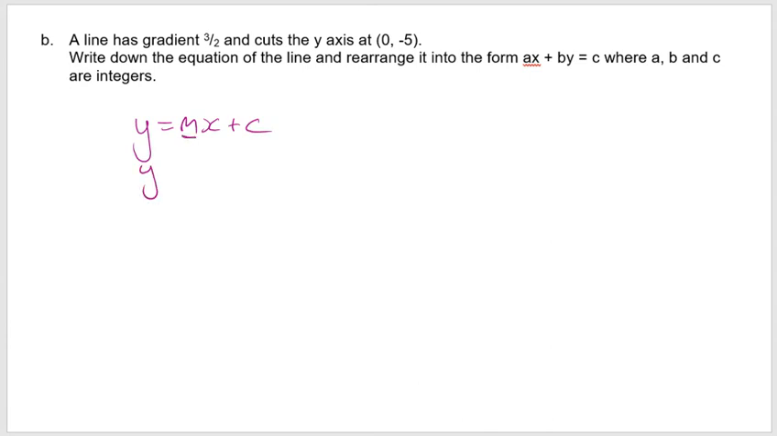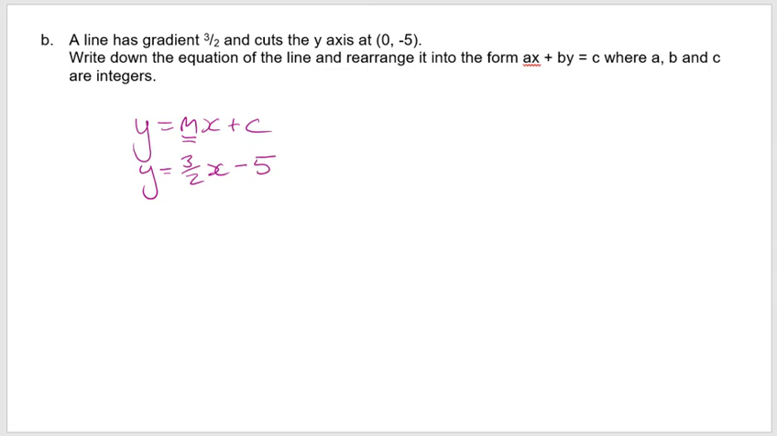So we use m to represent our gradient in our general form of a straight line graph equation. So y equals 3/2x. Cuts through the y-axis at 0, -5. So that's going to give me the representing value of c.